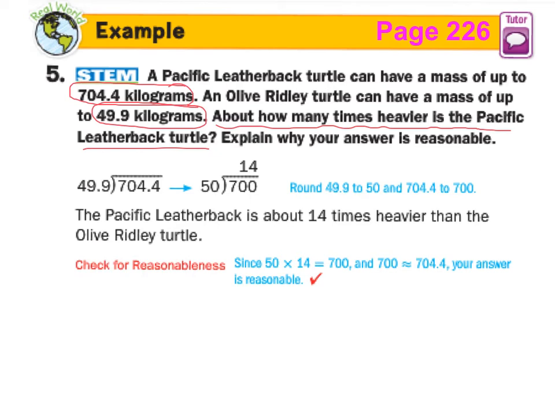So they decided, let's take the heavier turtle and put his weight inside the box and put the lighter turtle on the outside as the divisor. And on this one, neither of these are nice rounded numbers, so we're going to round them both off so that we can do mental math. So they took 49.9 and changed it to 50, and the 704 and changed it to 700. Because they end in zeros, I know I can take out groups of 50. When you actually do the math, you'll find out that 50 goes into 700 about 14 times. So we can say the leatherback turtle is about 14 times heavier than the olive ridley turtle.